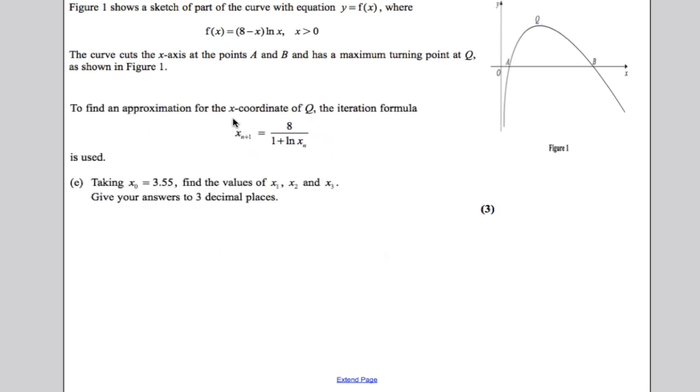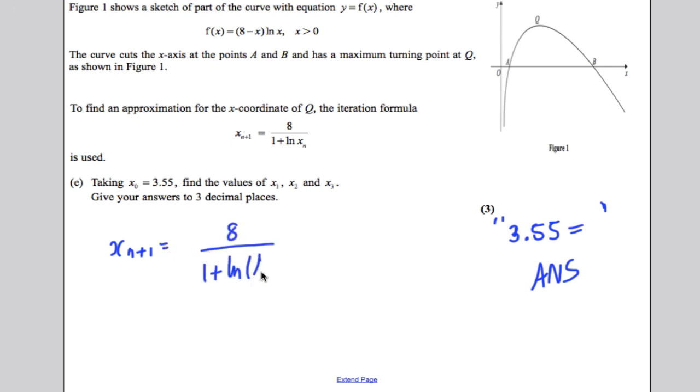Part D, take x0 to be 3.55. So type in your calculator 3.55 equals. That stores it in the Ans memory. And then for x n plus 1, you would write in your calculator 8 over 1 plus ln of Ans. And that would help you work out your x1, your x2 and your x3. And remember to give your answer to 3 decimal places.